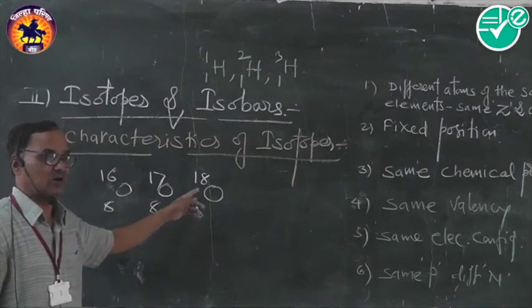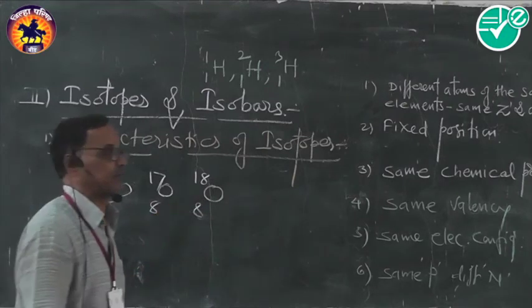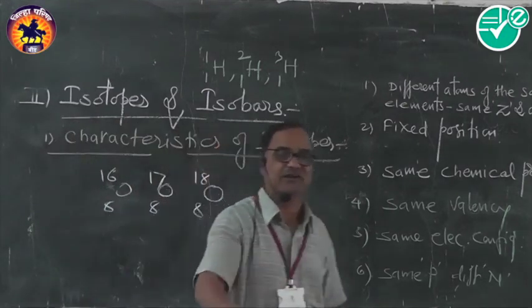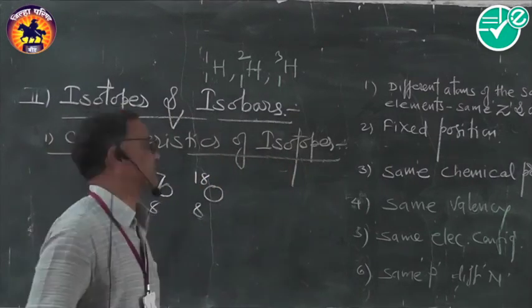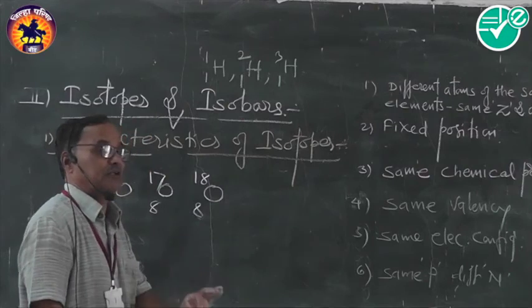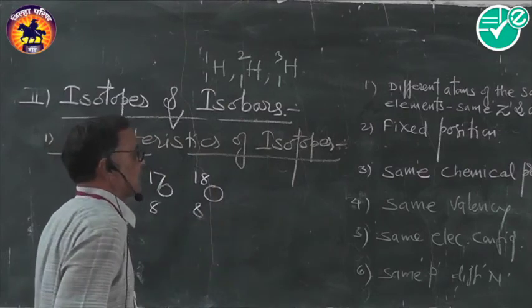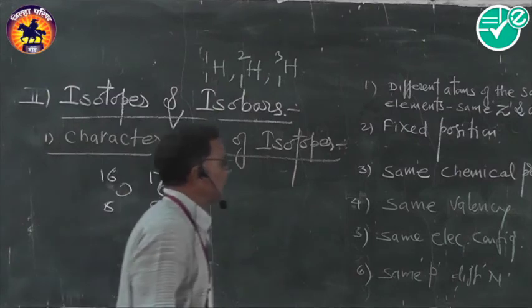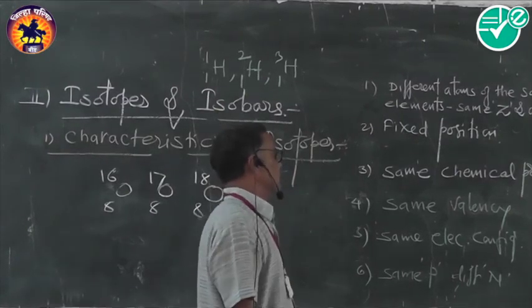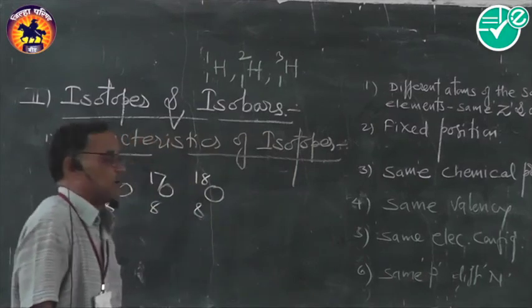Whenever oxygen or hydrogen takes part in a chemical reaction, it shows the same chemical properties. Hence the chemical properties shown by isotopes are identical or similar. So the third point is that isotopes show the same chemical properties.